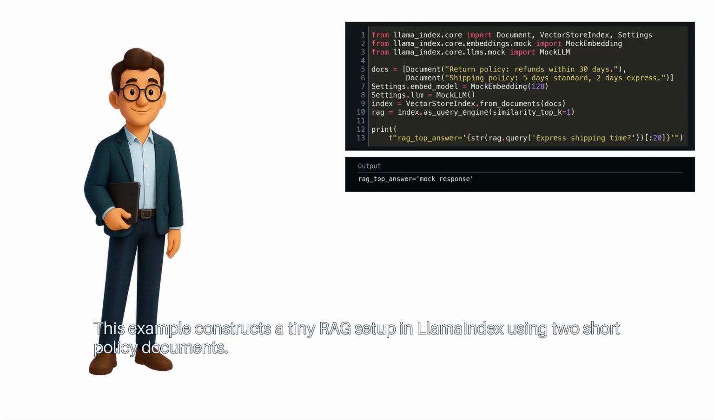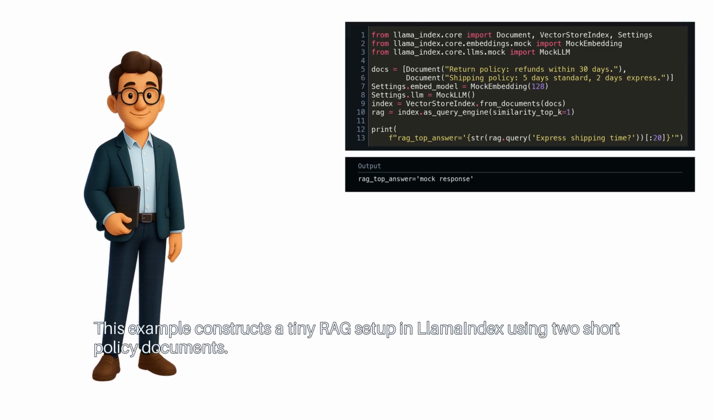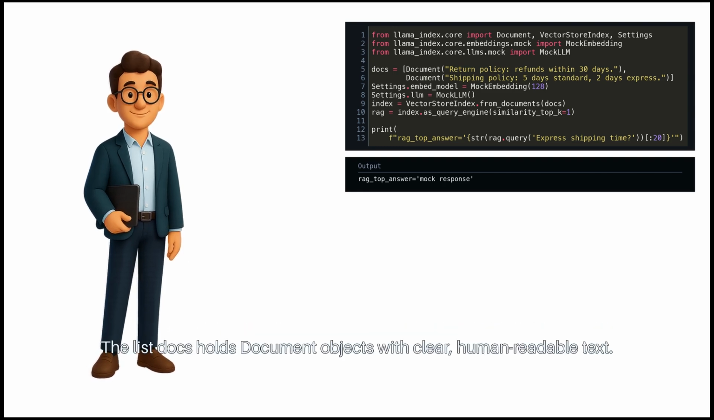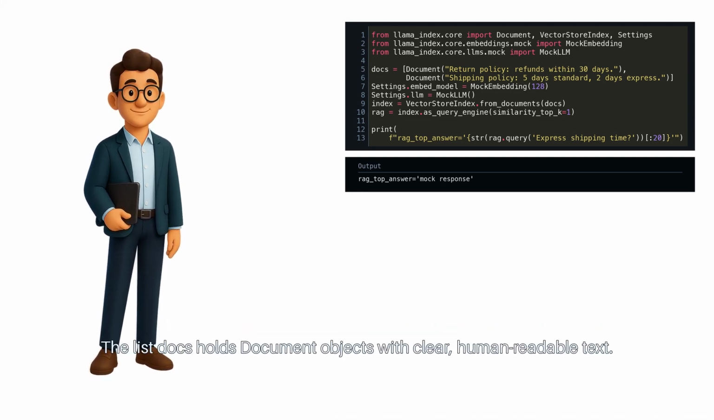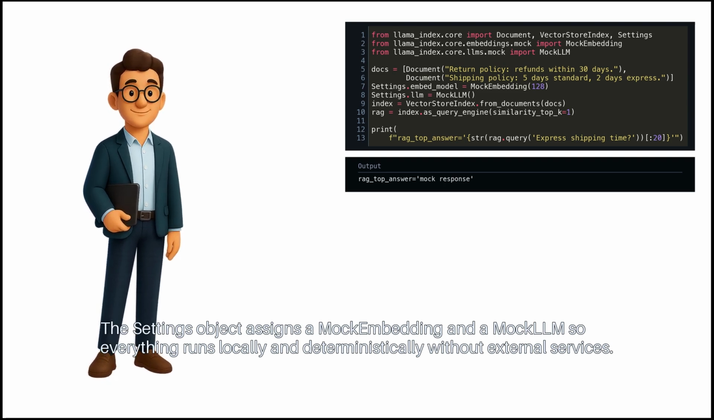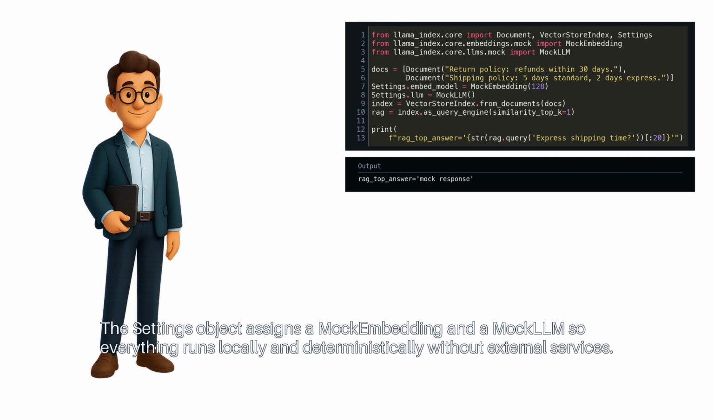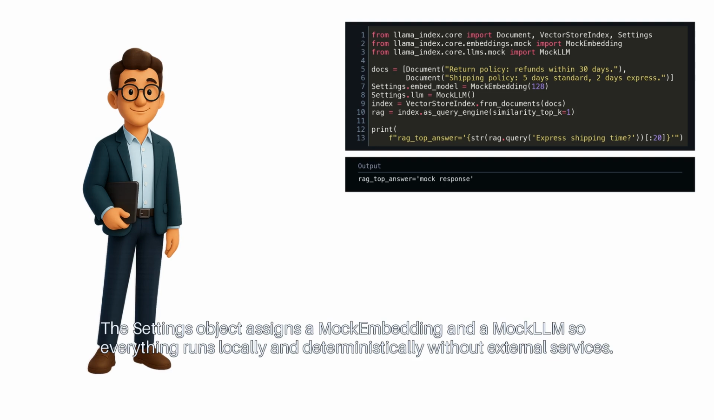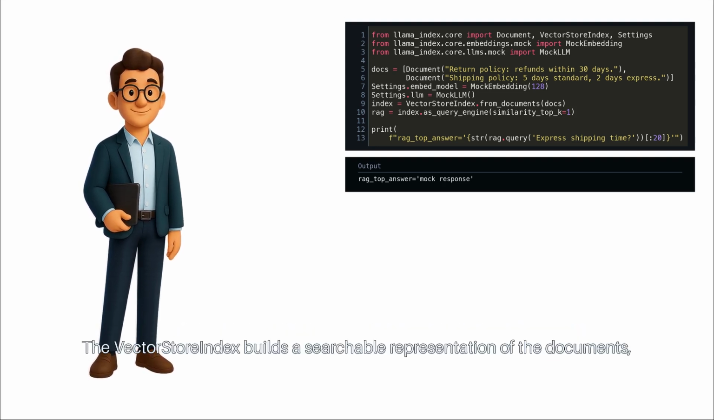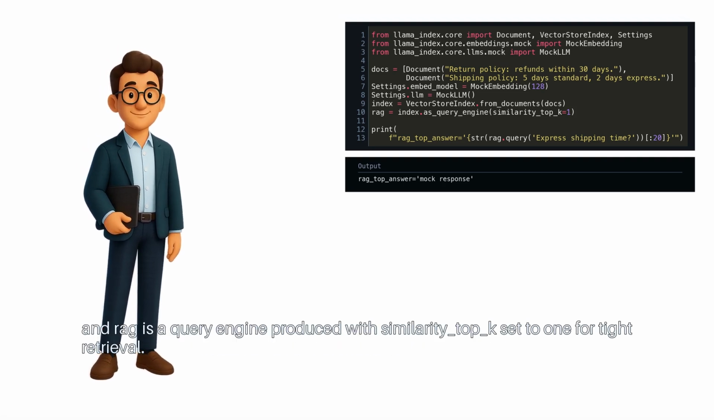This example constructs a tiny RAG setup in LlamaIndex using 2 short policy documents. The list docs holds document objects with clear human-readable text. The settings object assigns a MockEmbedding and a MockLLM, so everything runs locally and deterministically without external services. The VectorStoreIndex builds a searchable representation of the documents, and rag is a query engine produced with similarity_top_k set to 1 for tight retrieval.